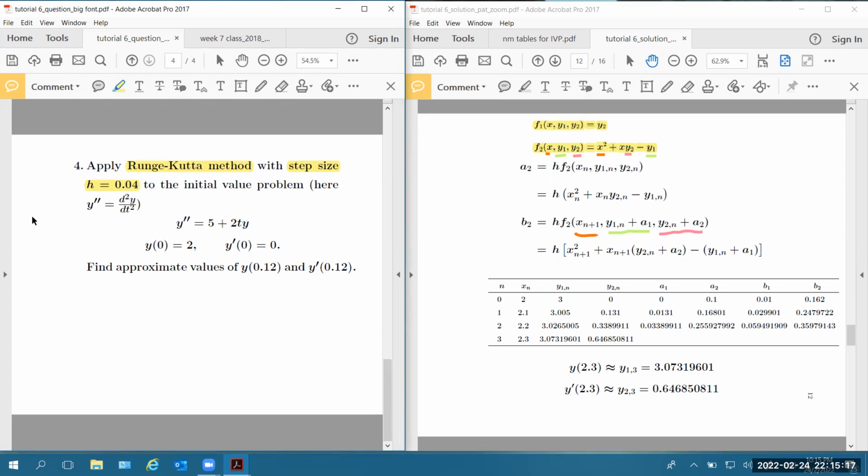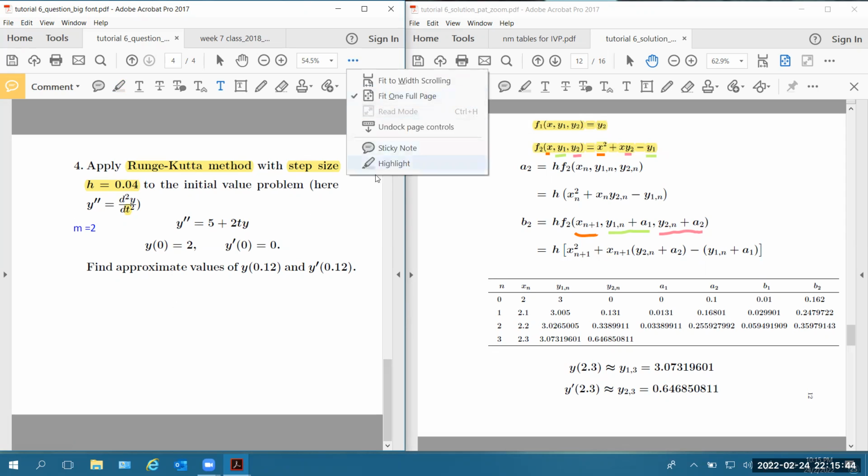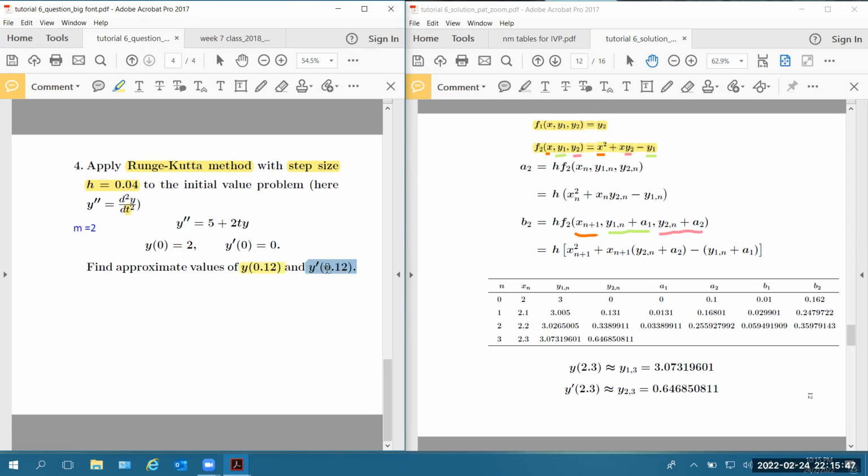Here for a change, y double prime is d2y over dt squared, so that means here we don't use x, we use t as the independent variable. So you can see y double prime, right? Once again, this is a second order equation. Y0 is like this, y prime 0 is like this, and we want to find y at this, y prime at this. Okay. So let's go and see the Runge-Kutta method.